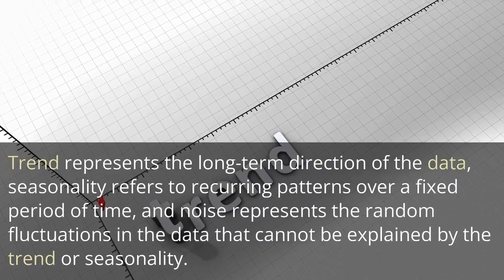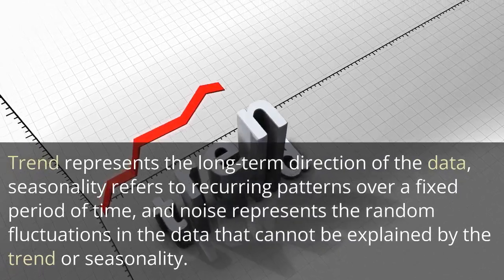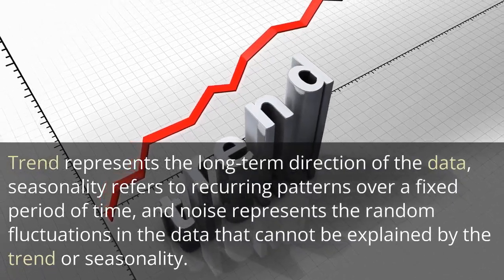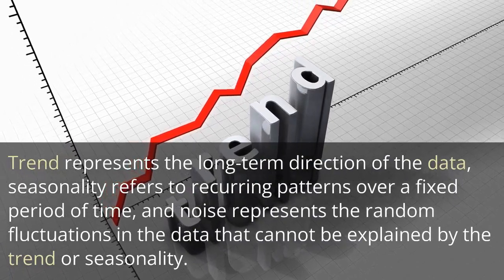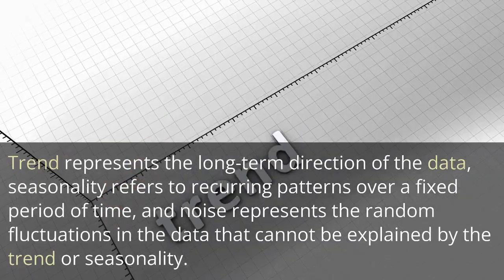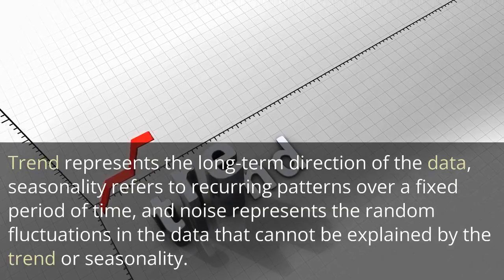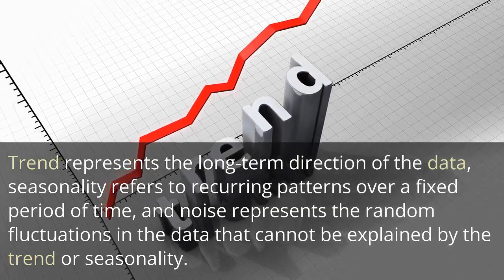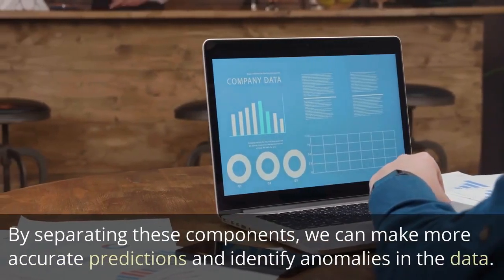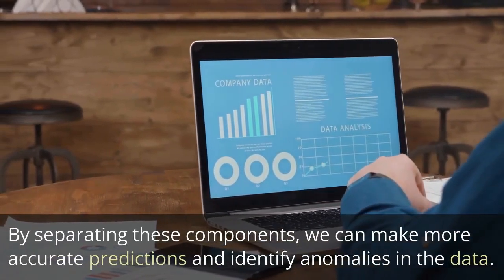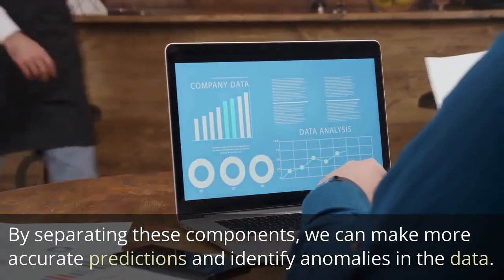Trend represents the long-term direction of the data. Seasonality refers to recurring patterns over a fixed period of time. And noise represents the random fluctuations in the data that cannot be explained by the trend or seasonality. By separating these components, we can make more accurate predictions and identify anomalies in the data.